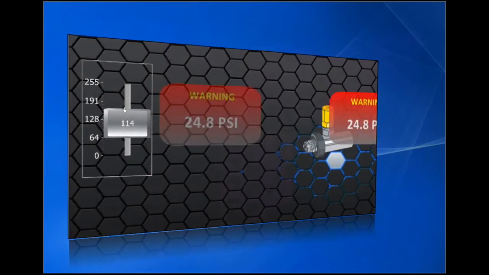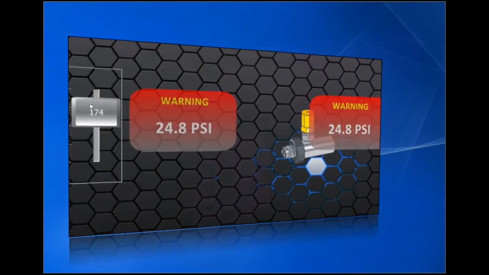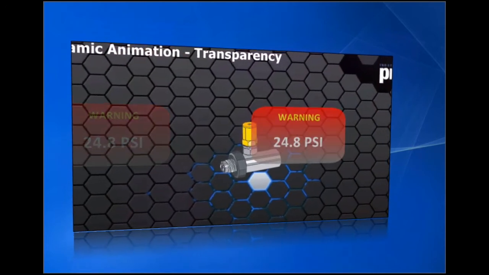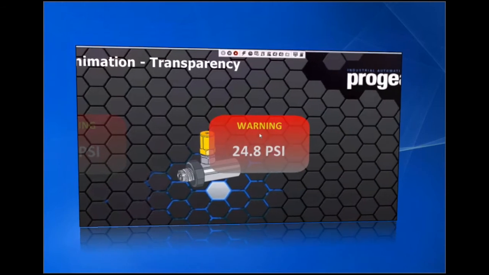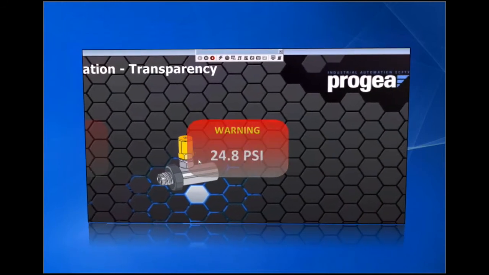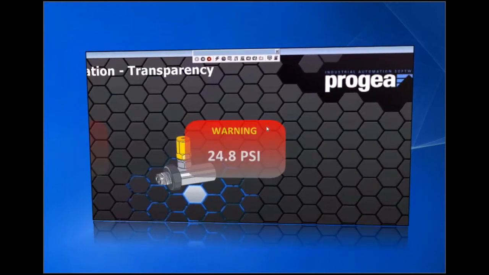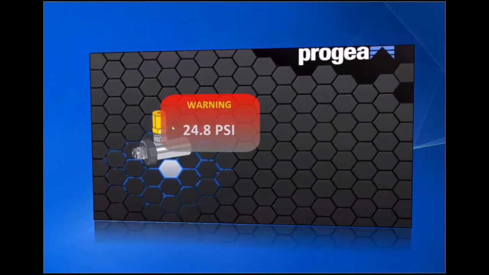So you can see here, as I adjust the slider, the transparency of the symbol is also affected. Next to it here, we can see a possible usage for this. For this warning label, instead of blinking on and off, it gives it kind of a nice glowing effect.